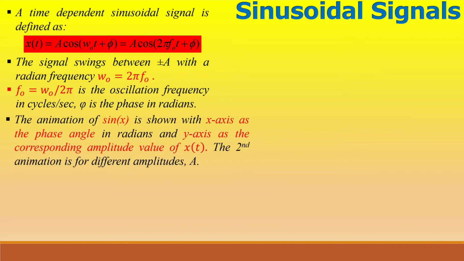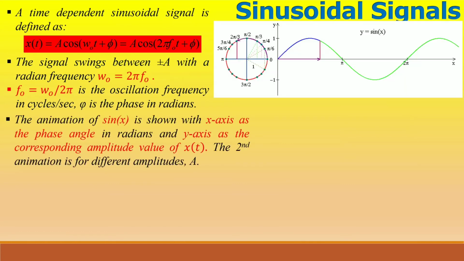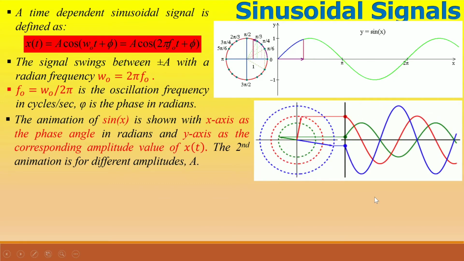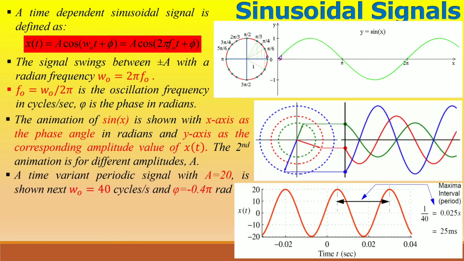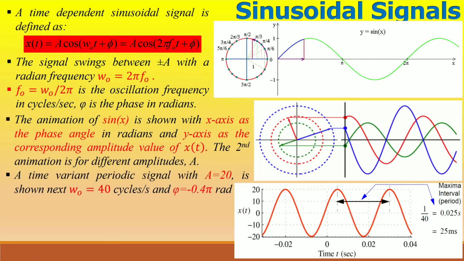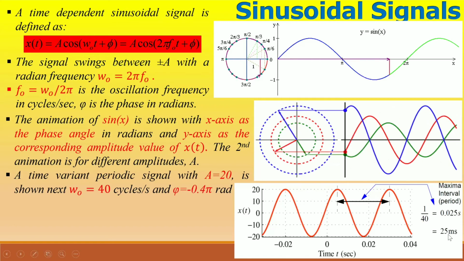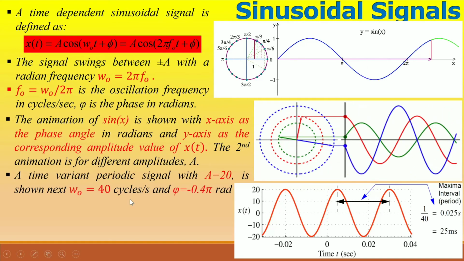The animation of sine of x is shown with x-axis as the phase angle in radians and y-axis as the corresponding amplitude value of the sine function. The second animation is for different amplitudes. A time-variant, periodic signal with amplitude A equals 20 is shown next. Here, omega naught equals 40 cycles per second and phi equals minus 0.4 pi radians.